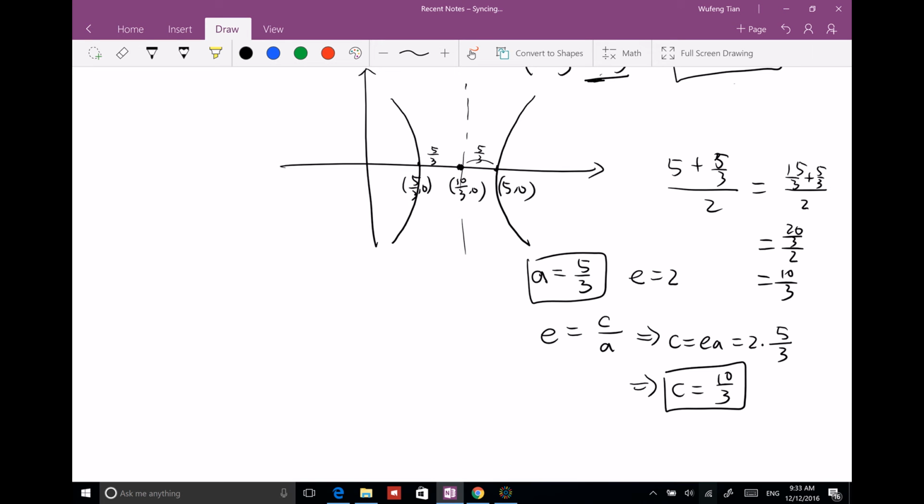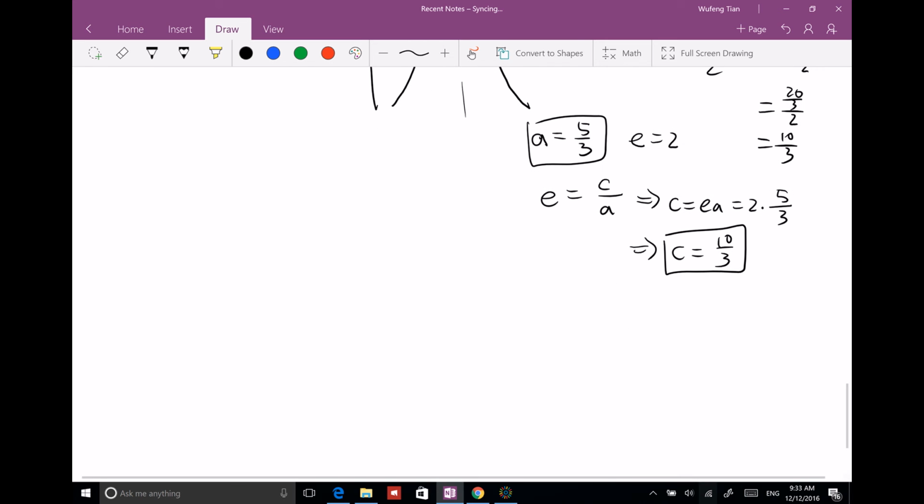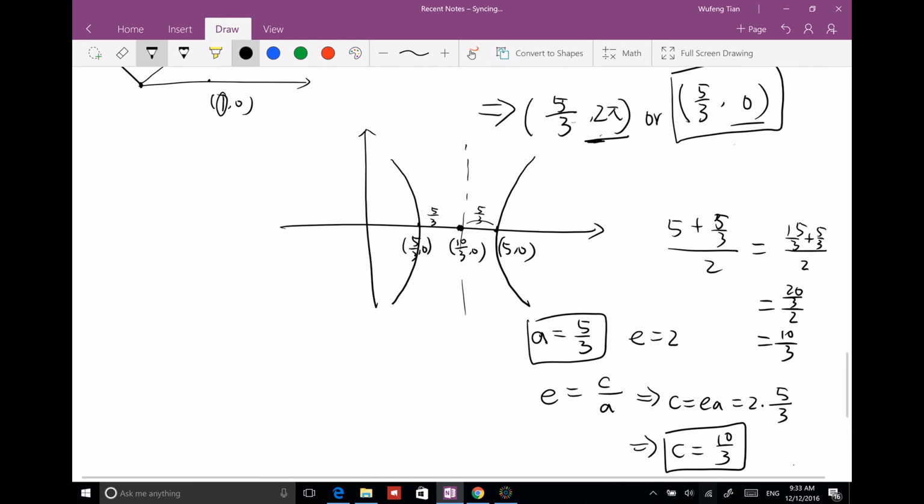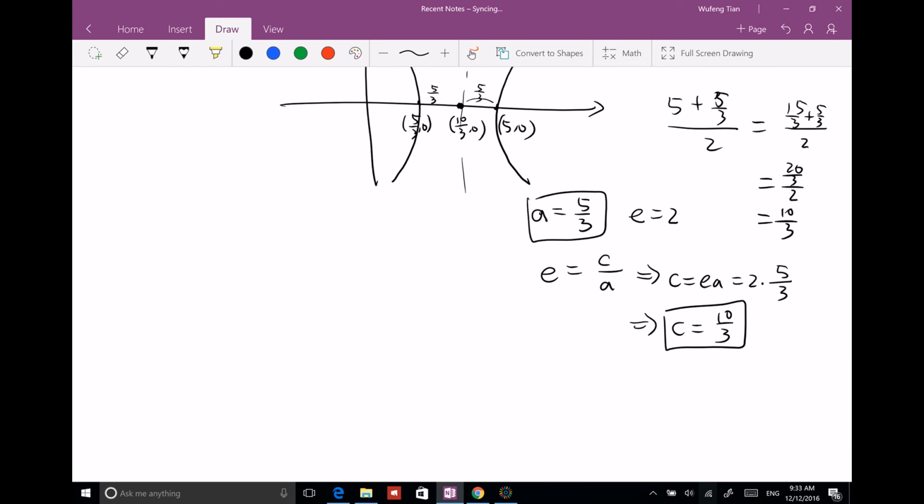It depends on what the question asks you. You can do more practice on your homework. It depends on what it asks you to find. Normally it asks you to sketch a graph, or it asks you for C or A. You can do that yourself, explore more.